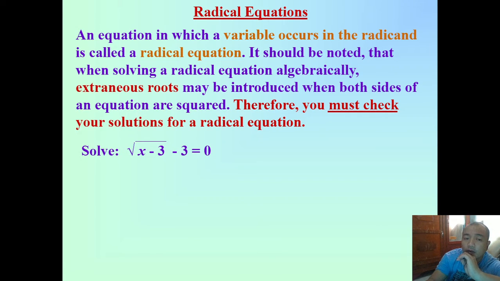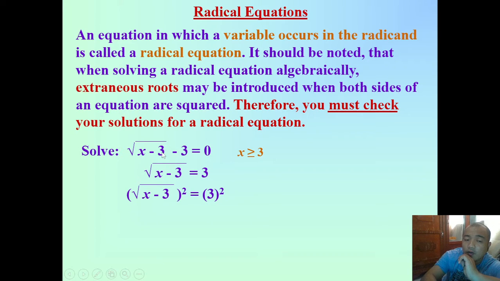Okay, let's have here an example. Square root of x minus 3, minus 3 equals 0. So this is an example of a radical equation. So x is greater than or equal to 3. First step, we're going to transpose negative 3 to the right side of the equation. So it becomes square root of x minus 3 equals 3. Then from this equation, we're going to square both sides of the equation. So the square of square root of x minus 3 is x minus 3. The square of 3 is 9. So we have x minus 3 equals 9.